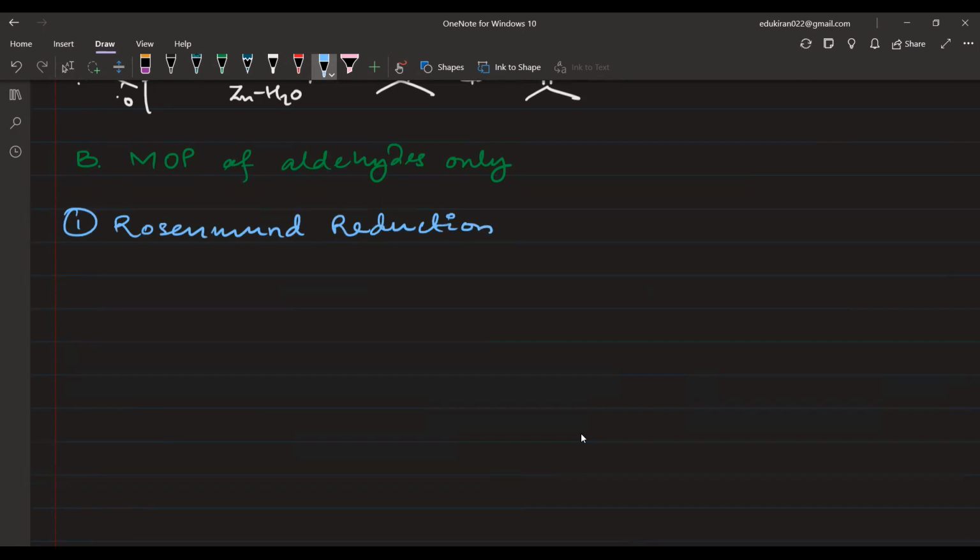Now अब यहाँ से आपके पास जो reagents है, that is going to be very important because all of these are name reactions और बहुत आसानी से आ जाते हैं.